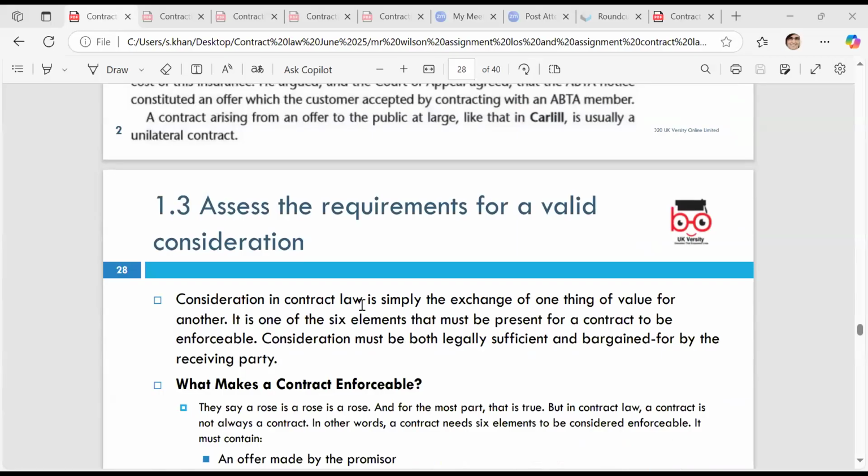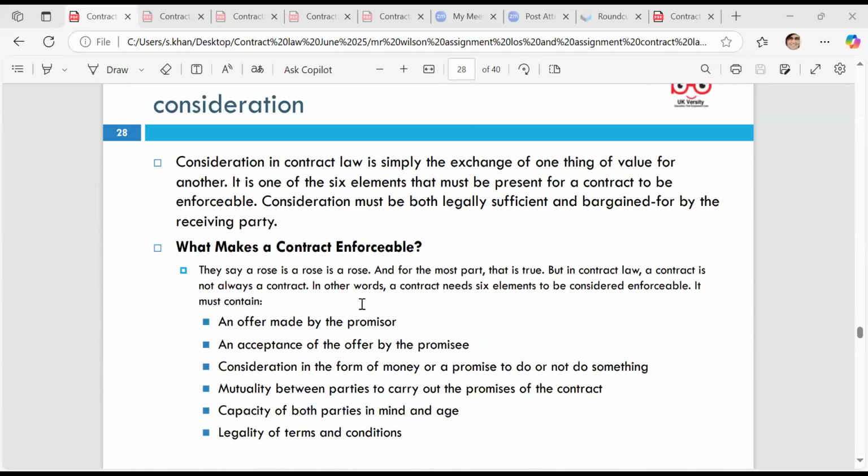1.3, assess the requirements for a valid consideration. Consideration requires a bargain for exchange where each party provides something of value, which can be a promise, an act, or forbearance. The consideration must be sufficient, meaning that it has some legal value, though it doesn't need to be adequate. It must be something that is not a pre-existing legal duty and must move at the desire of the promisor.